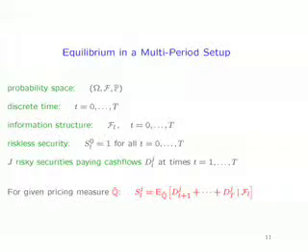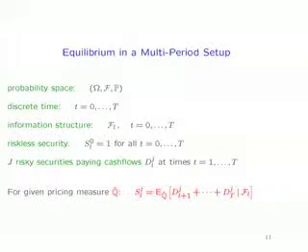That was the one-time step setup. Now I do everything in a discrete time dynamic setup. So I do finitely many time steps. And so still I have a probability space. I have discretely many times. I have an evolving information structure that I model with filtration F_t.